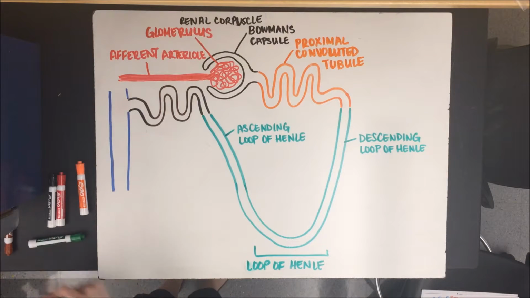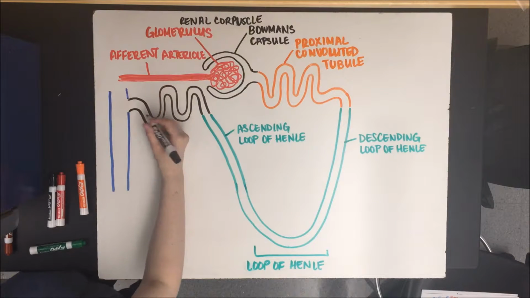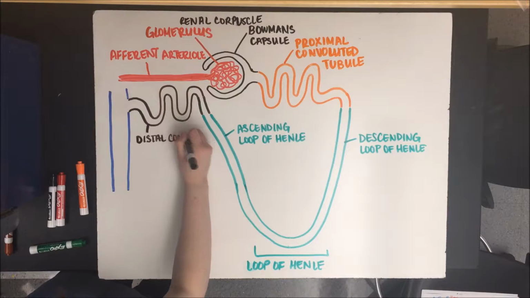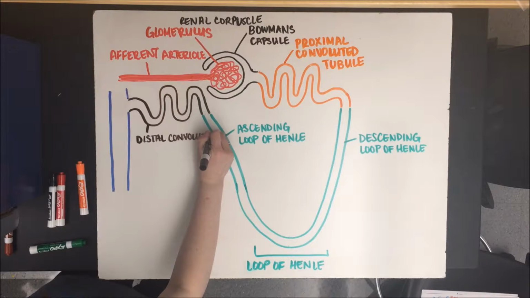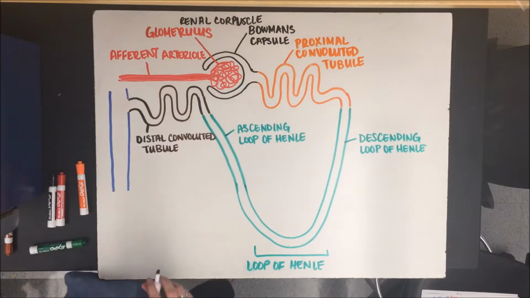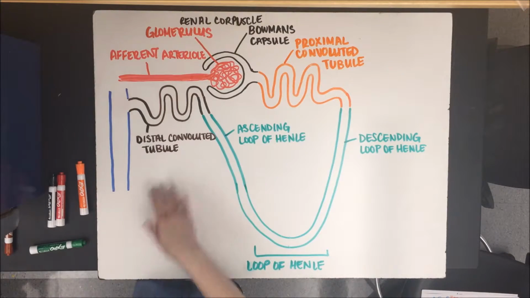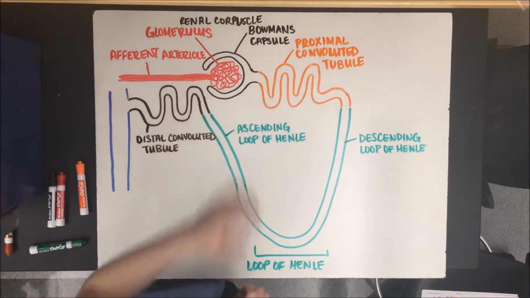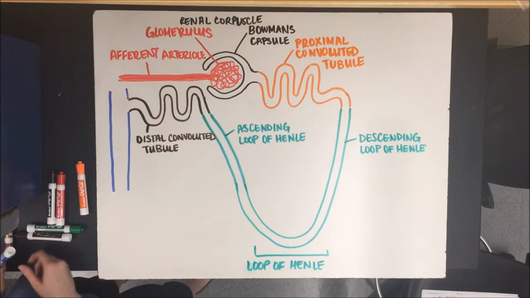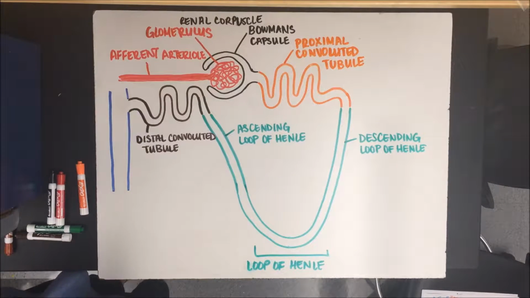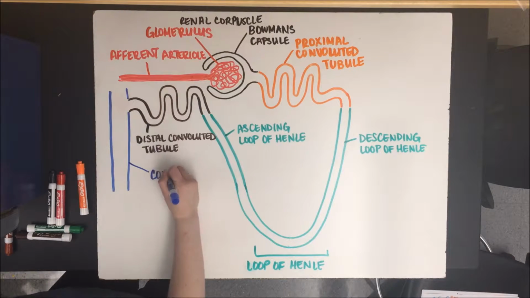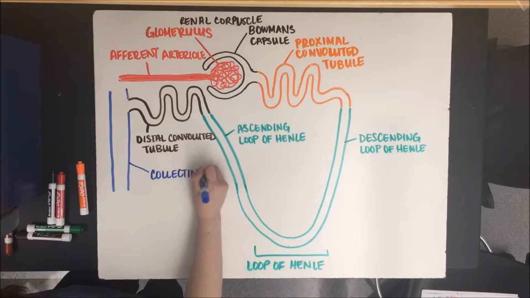And then following the loop of Henle, we have the distal convoluted tubule. So we have two convoluted tubules: one is the proximal convoluted tubule, one is the distal. Distal means farther away, from Bowman's capsule, whereas the proximal is very close, and that's why they're named that way. And then from the convoluted tubule, the whole nephron empties into the collecting duct, which should be here.